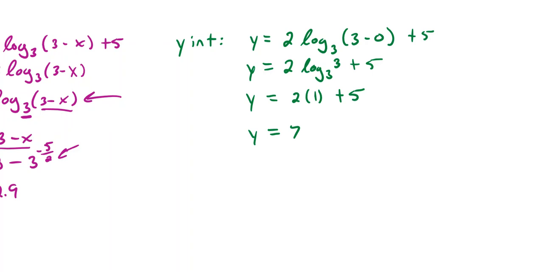So the new thing we've learned today would have been this log base 3 of 3, right? Just knowing what that would be. You could put that in your calculator, but you're going to get 1 out of that, right? 3 to the power of 1 is equal to 3. So 2 times 1 is just 2, and then plus 5.